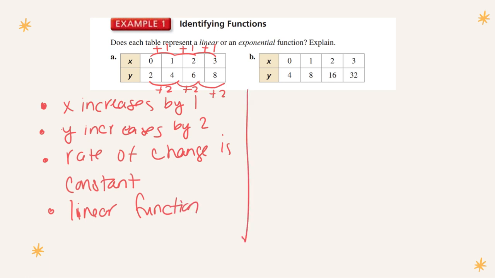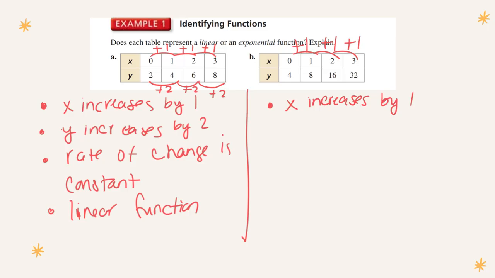In B, we're going to do the same thing. Between 0 and 1, you have plus 1. Between 1 and 2, we have plus 1. And 2 and 3, we have plus 1. So same thing as A: x increases by 1. Now let's look at y. We can say that y, 4 to 8 is plus 4, 8 to 16 is plus 8, and 16 to 32 is plus 16. That is not anything constant.